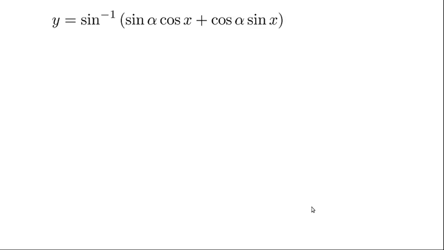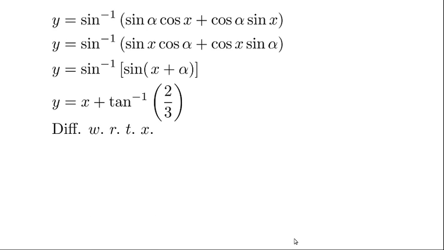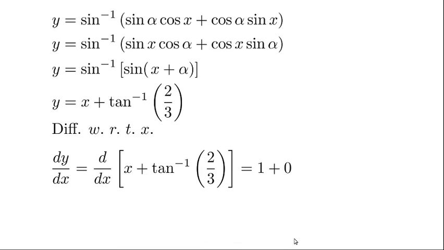So we get y equal to sin inverse of (sin alpha cos x plus cos alpha sin x). We slightly rearrange the bracketed term. So we get y equal to sin inverse of (sin x cos alpha plus cos x sin alpha), which is nothing but sin inverse of sin (x plus alpha). Therefore we get y equal to x plus alpha. Alpha is replaced by tan inverse of 2 by 3, which is a constant. So on differentiating this with respect to x, we get dy by dx equal to 1.